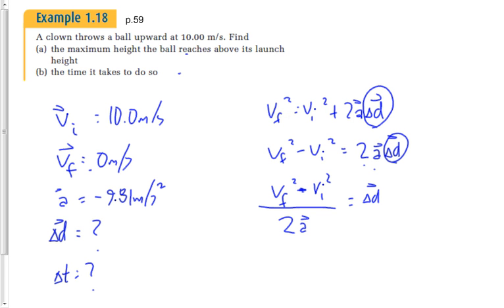All right, good. So delta D becomes VF 0 squared minus 10 squared over 2 times negative 9.81. So it becomes negative 100 over negative 19.62. I think it works out to be 5 point, is it around 5.1? 5.01? We're actually going to need 3 digits here because this was 4 digits, right? This was 3 digits. Final answer should have 3 digits.